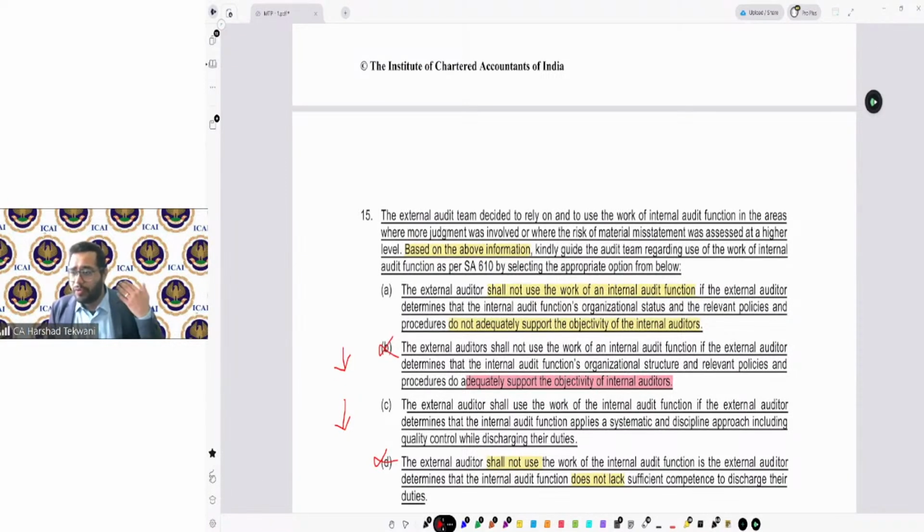Again, as I told you, there is no discussion about a disciplined and systematic approach. This is also a wrong answer. So the correct option goes to A. So this is how you can try to correlate the information with the options and identify the correct answer.